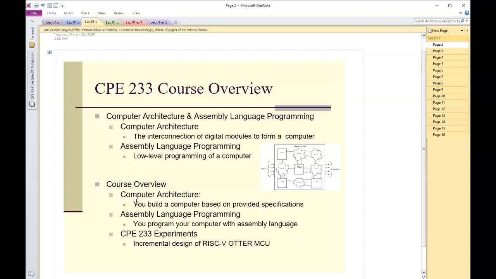Assembly language is a low-level programming language that works really closely with the hardware. This is a unique course in that you have to be able to both program and understand the hardware you're programming on. There are experiments that support the building of the computers. We're going to provide you with a diagram and most of the modules. You're going to be designing some of the modules, and in the course of designing them, you're going to understand how the computer is put together and how it works.